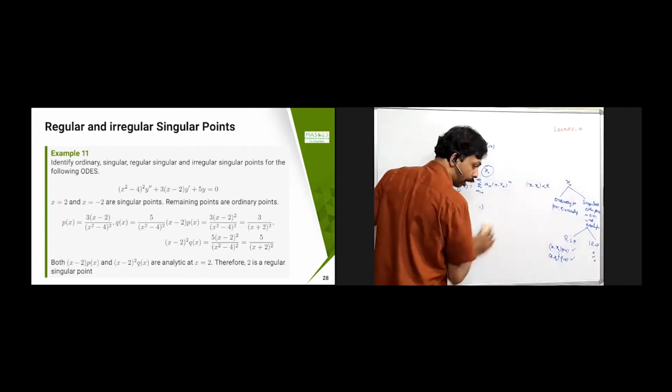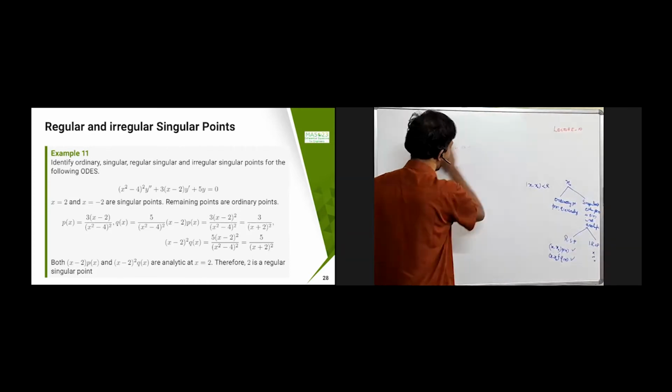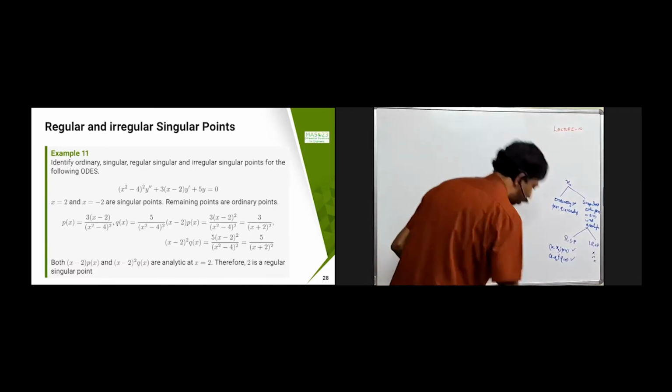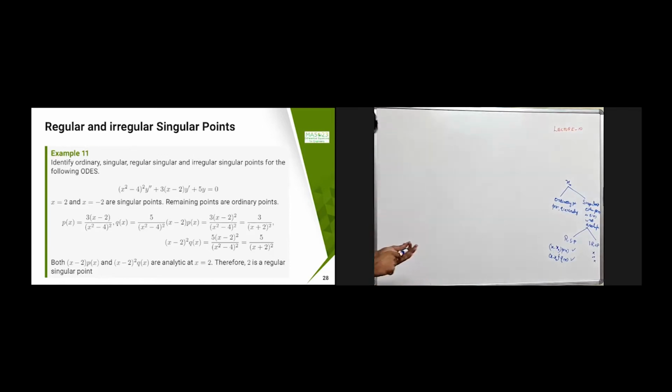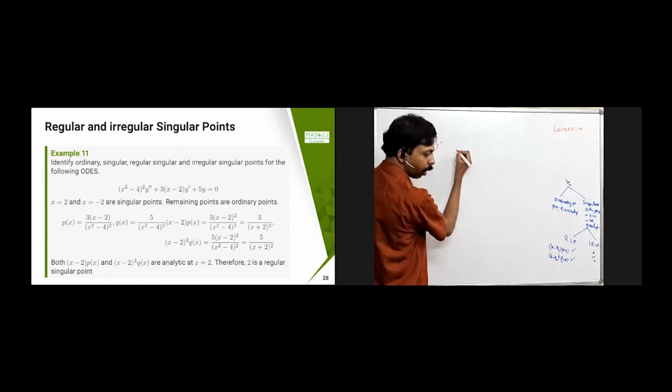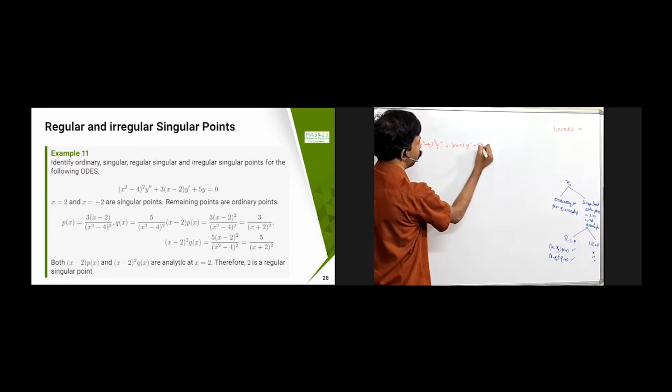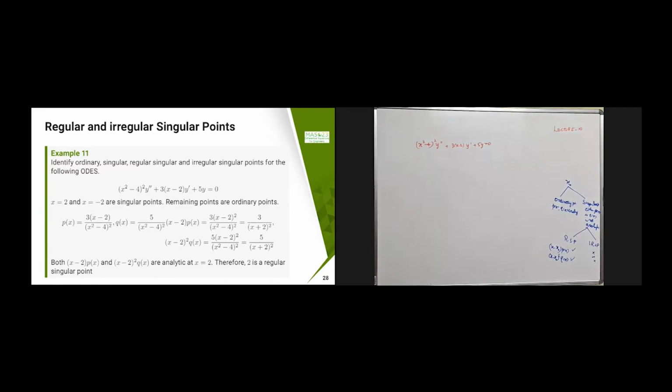I have a problem like this: x square minus 4 whole square into y double dash, plus 3 into x minus 2 into y dash plus 5y equal to 2. Let us see what the ordinary points or regular singular points are.